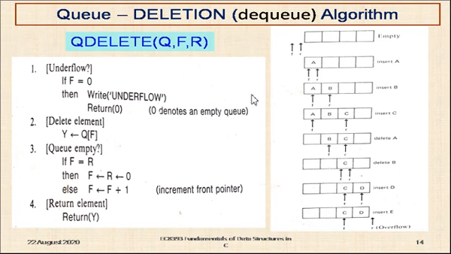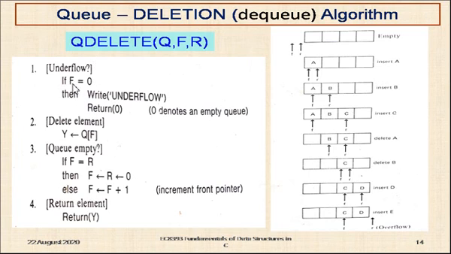Right. Now you come to some other example of the delete operation. Say, let us take this one. Assume this condition. So this is the condition of Q, and we try to delete one element. We would like to apply the queue delete algorithm, the linear algorithm, and the status of the Q is like this. Now you go through the steps.